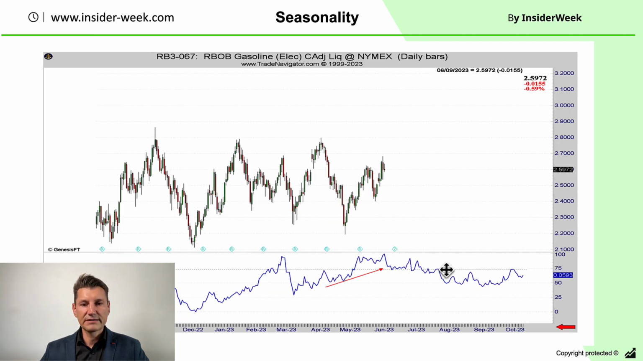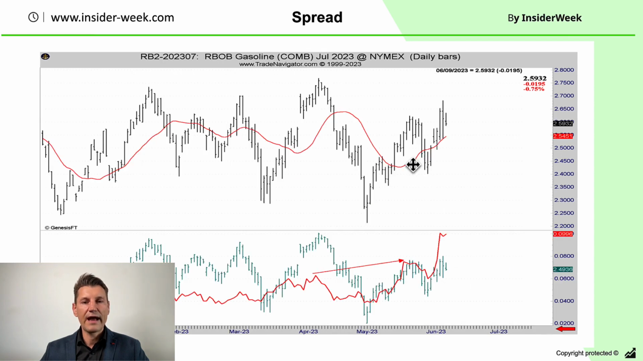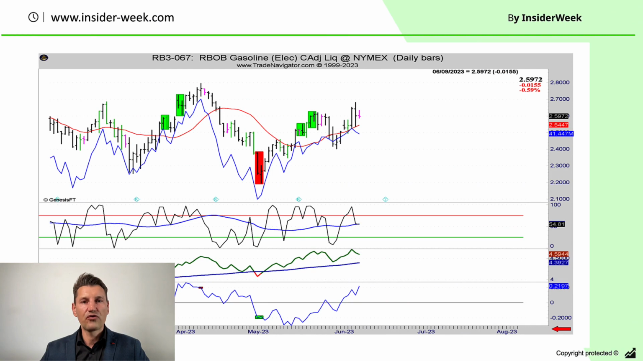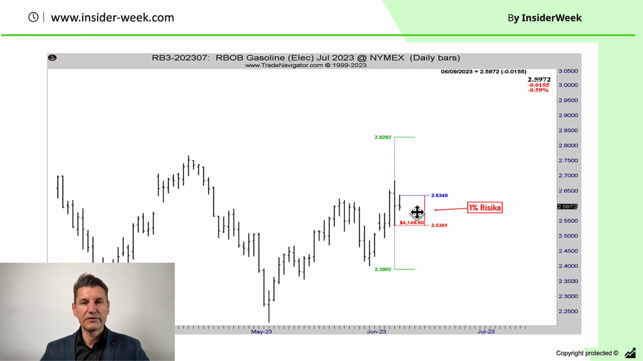Let's have a look at seasonals. As you can see, the price followed the seasonals. For the next several weeks, we see some downward trend in seasonals. But if you take a look at spreads, you can see a very bullish, very strong spread. Also, the analysis of the daily trend shows that we are in an upward trend on the daily chart. So we already have an entry pattern in this market. We decided to trade this market long.